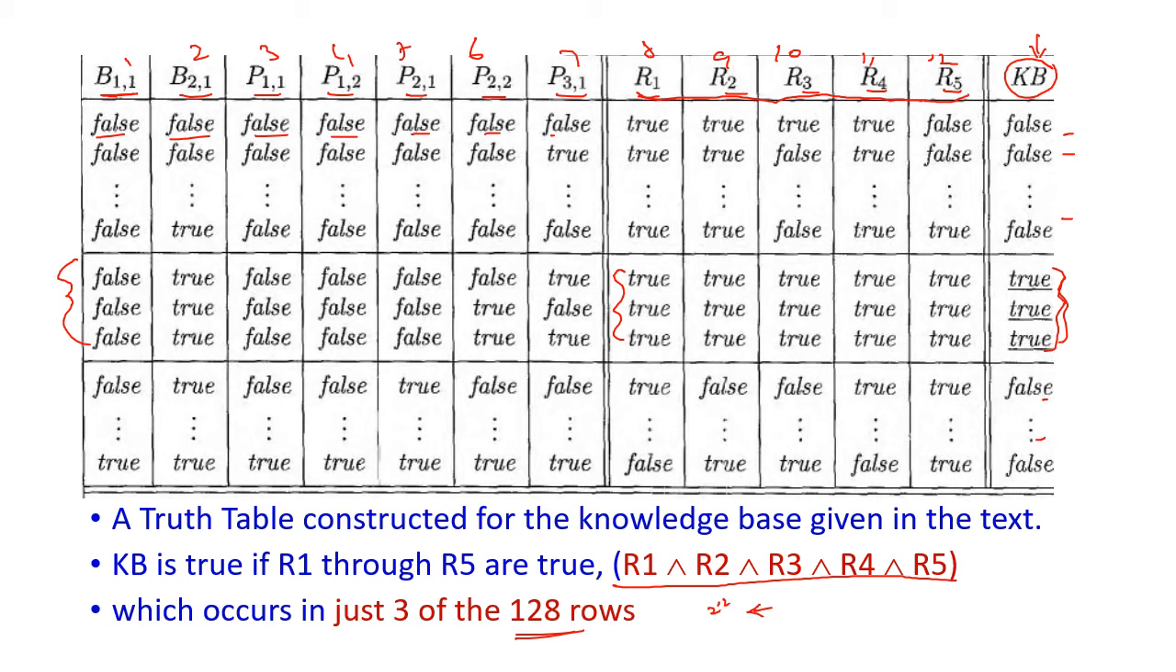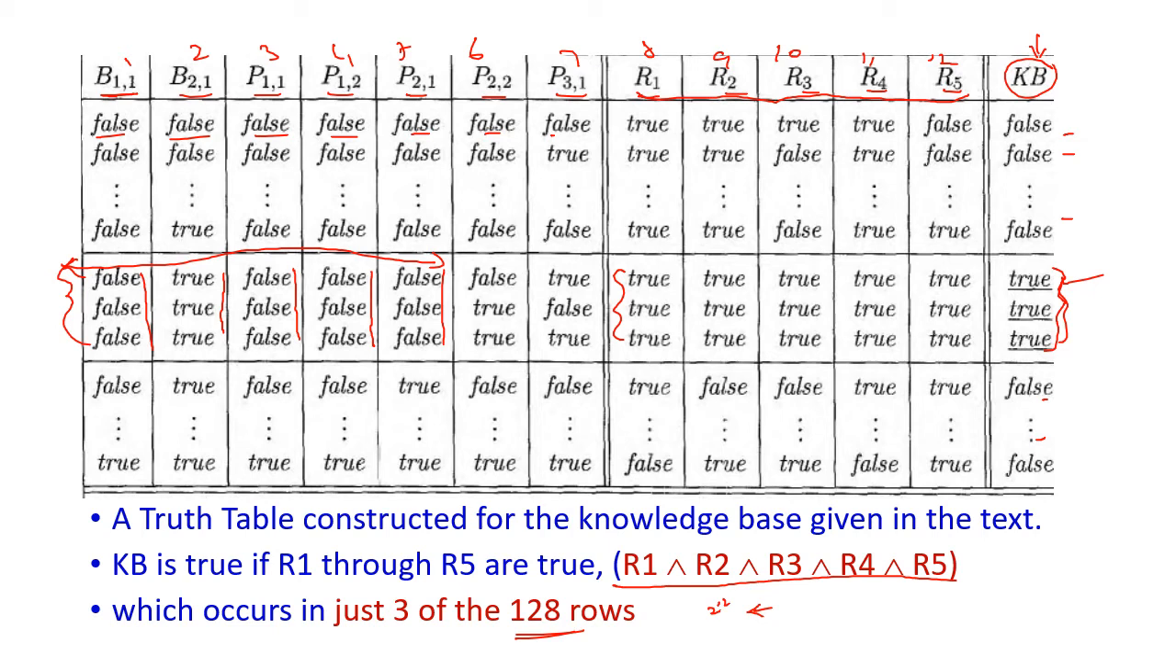In what situation will we get this true value? B1,1 is always false, and B2,1 is always true. And P1,1 is always false. And P2,2 will always be false. And P1,2 is also always false. If all these things hold, then we will get a true value in this knowledge base.